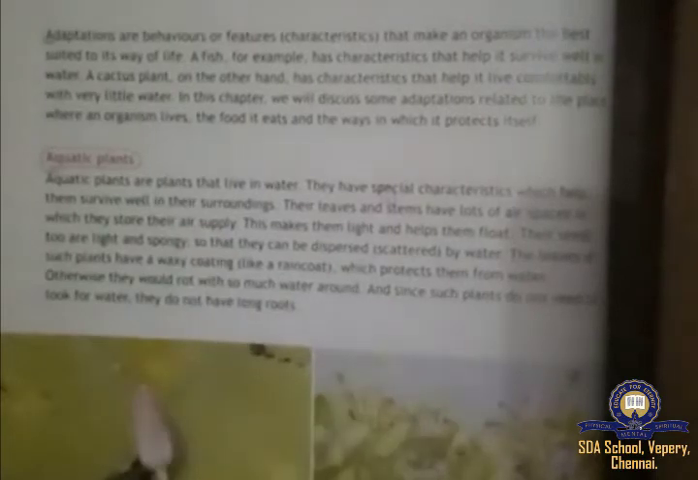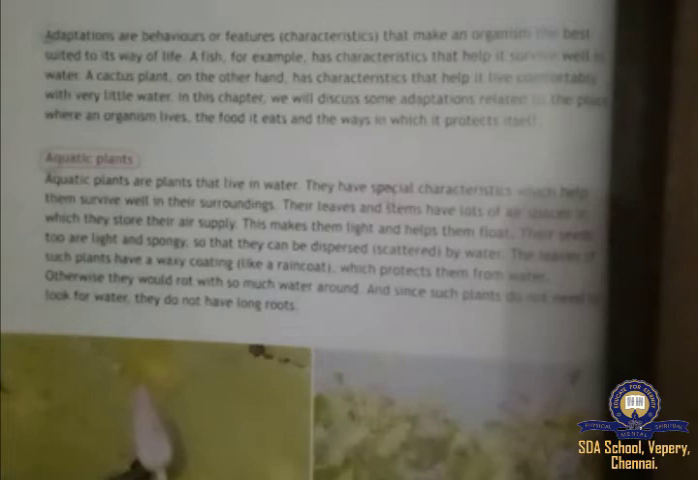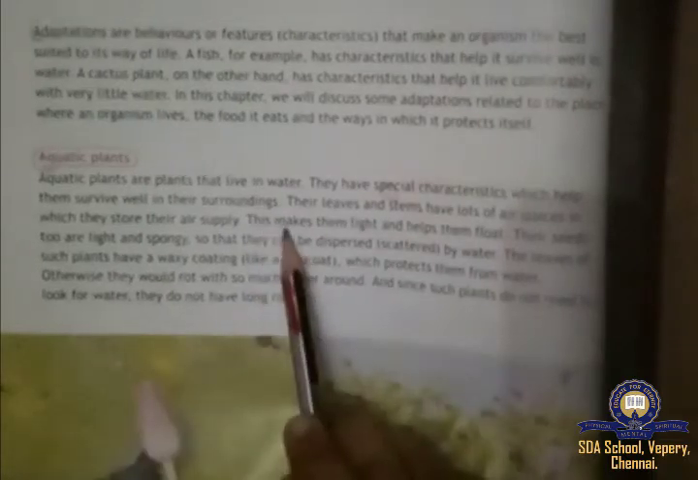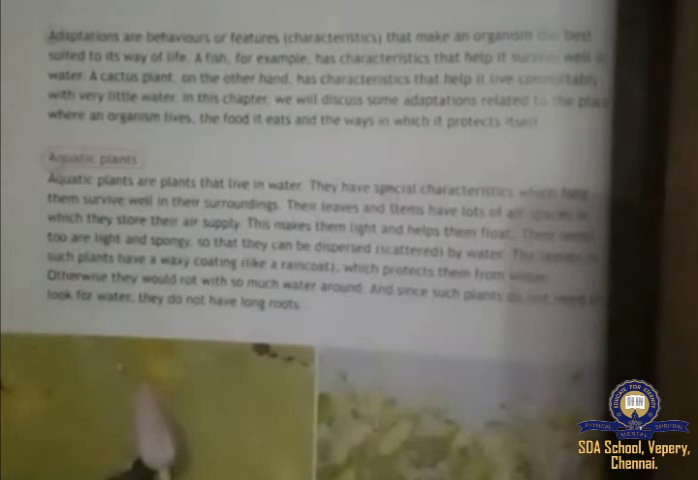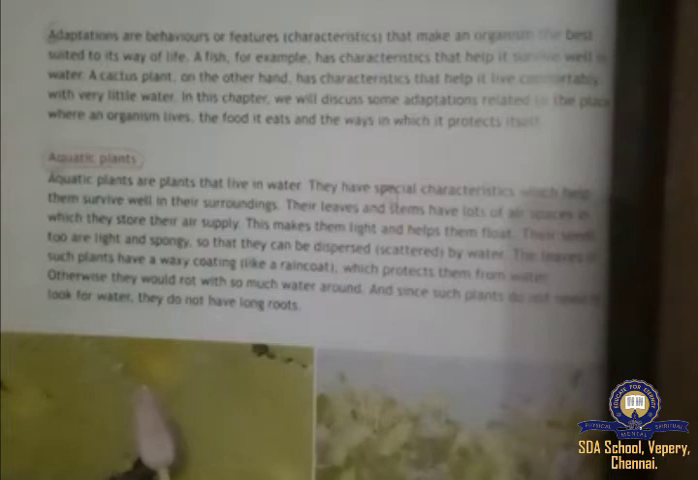So the aquatic plants' leaves and stems have lots of air space inside, which stores their air supply. This makes them light and helps them float. Why does it have air space inside the stem and inside the leaves? Because it helps the aquatic plants to float in the water.